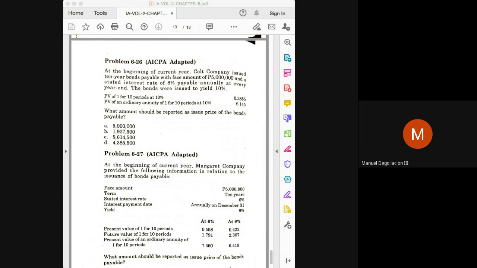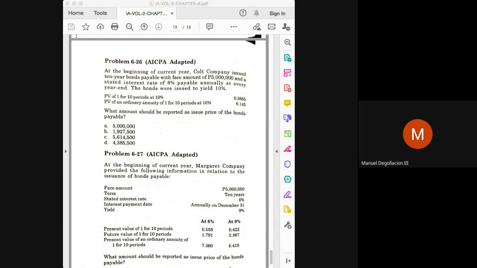Okay, let's do that. 5 million times 0.3855. Okay, you would get 1,927,500. But that is not yet the answer because you will also need the present value of the 10 400,000s that you will be paying. Okay, and to get the present value of 10 sets of 400,000, you would be needing an ordinary annuity factor, which would be the one given in the problem, which is 6.145.